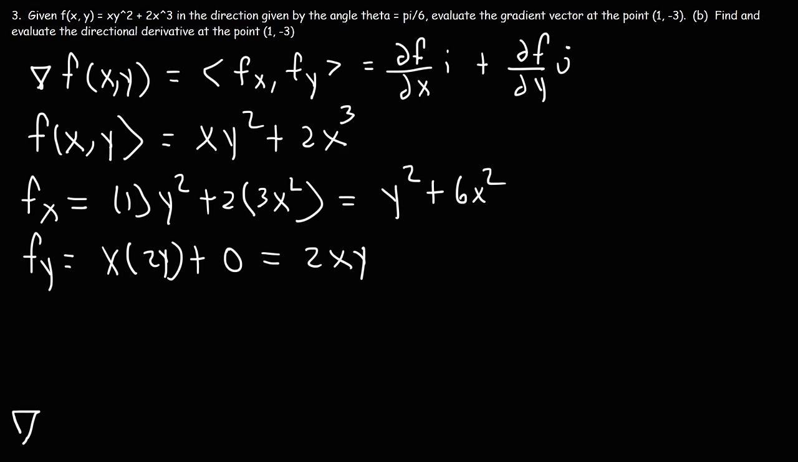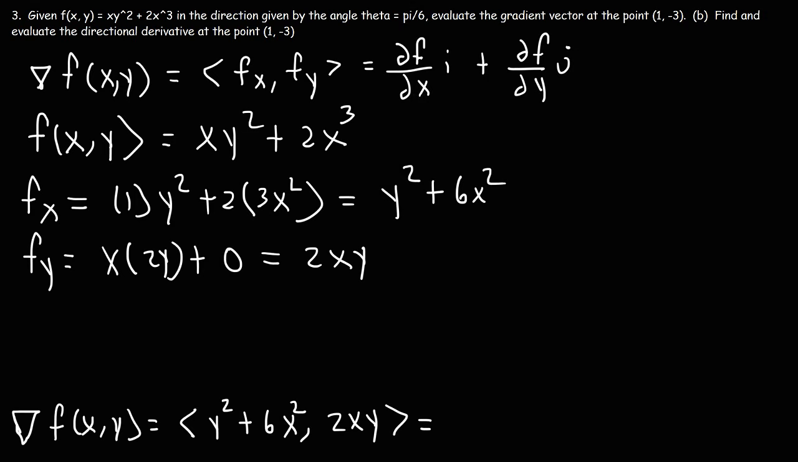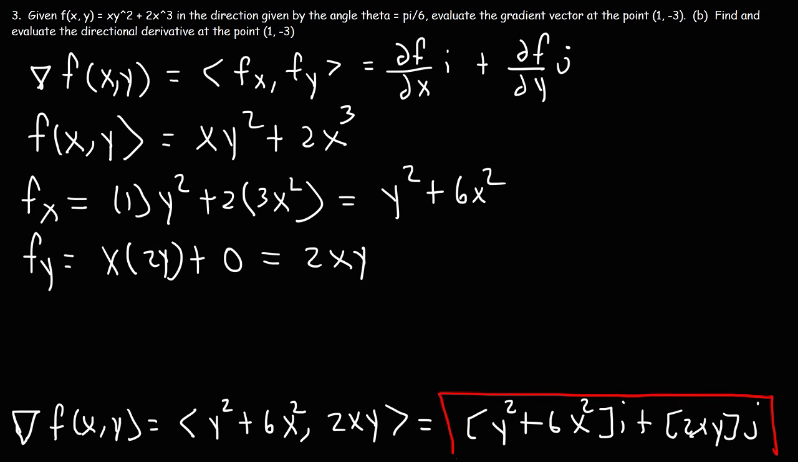So now we can write the gradient vector. We can write it this way: f sub x, which is y squared plus 6x squared, and then f sub y, which is just 2xy. And then we can write that in component form. So this will be y squared plus 6x squared times i plus 2xy times j. So this is the gradient vector in terms of x and y.